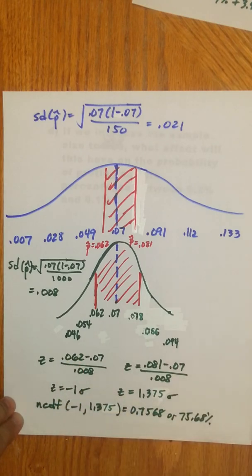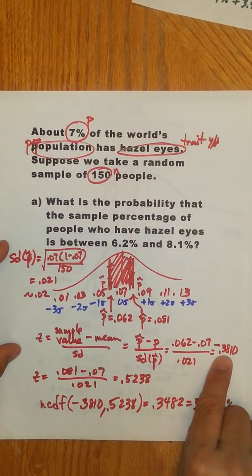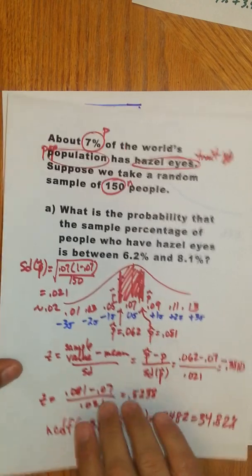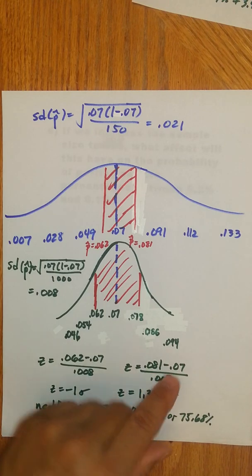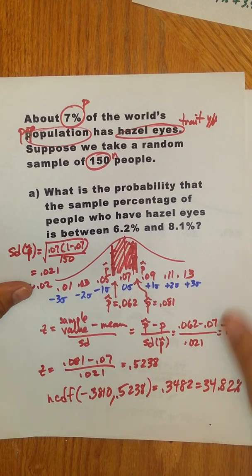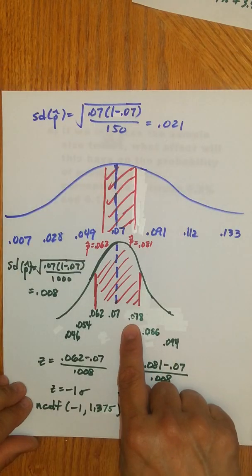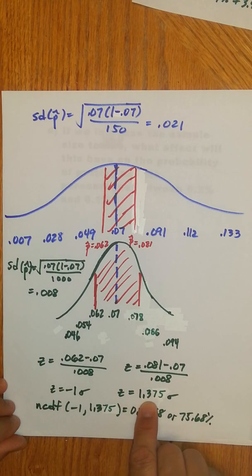And if you compare it, before 0.062 was not even half a standard deviation away. It was like negative 0.4 standard deviations away. Now it's a full standard deviation away. And then 0.081, 8.1%, was about half a standard deviation away in the positive direction. But in this new distribution, because of a larger sample size and smaller standard deviation, this is over a standard deviation away. It's almost 4 standard deviations away.